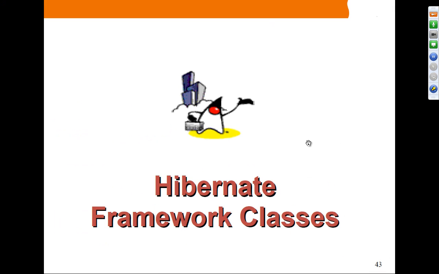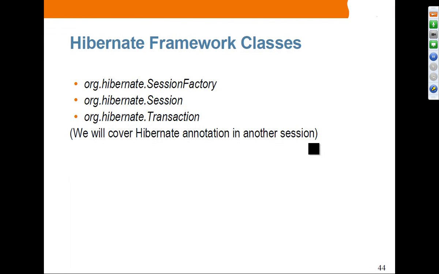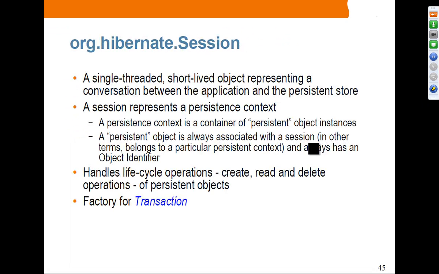So next topic is Hibernate framework classes. These are the system level classes that we have used already. So let's actually look into these three system level classes: session, session factory, and transaction. Session is considered a single-threaded, short-lived object representing a conversation between an application and persistent store. And as I said before, it represents a persistent context. The easiest way to understand session is basically it is a bag of persistent state objects.